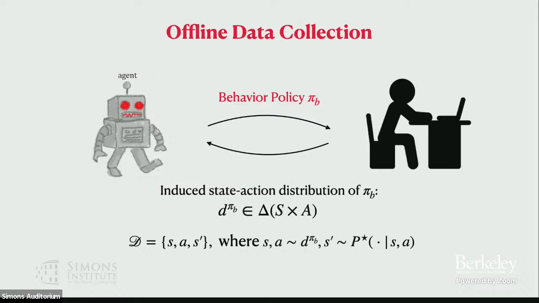We're going to assume that we have an offline data set that is in the format of state, action, next state triples, where the state action pairs are sampled from this state action distribution induced by the behavior policy. And the next state S prime is sampled from the unknown Markovian transition conditional on the state action pair SA. And for simplicity, let's assume these data triples are IID sampled. That is my offline data.